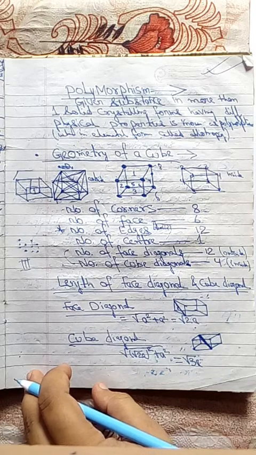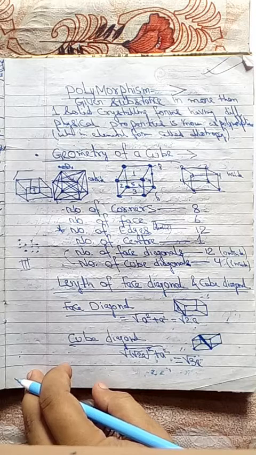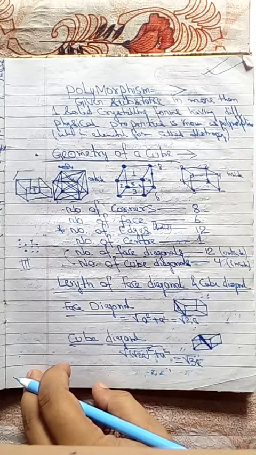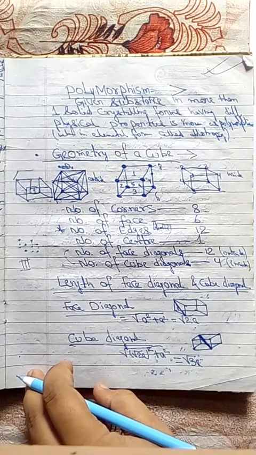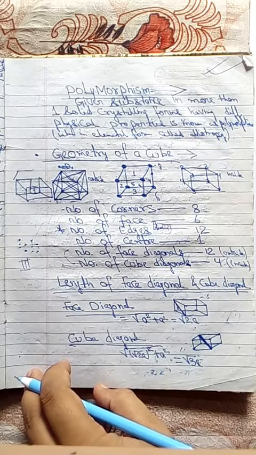So in today's lecture we'll study the geometry of a cube. It is very important in order to learn the different crystal forms and how the constituent particles are present in different crystals. Particularly, here we have to study the cubic crystal. So first we need to know about the geometry of a cube in order to have different points of view about the cubic crystal.